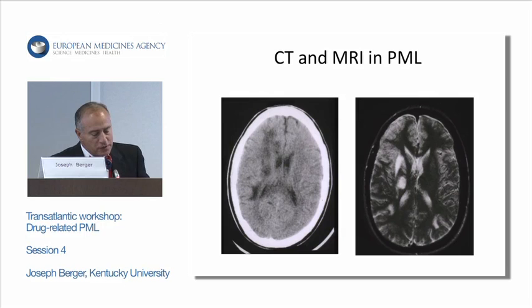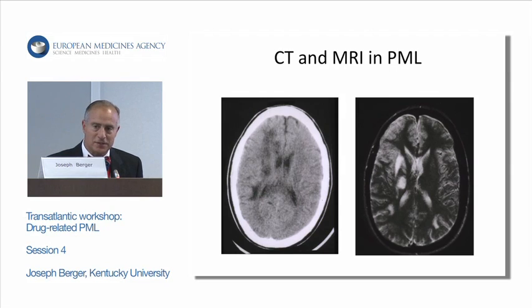Okay, so let me show you some of the pictures. On the left is the CT scan. On the right is the MRI. This is a patient that came to autopsy. We knew that they had PML. This is an AIDS-related patient with PML. And again, you see multifocal lesions, but as has been well pointed out, this can be a unifocal disease.